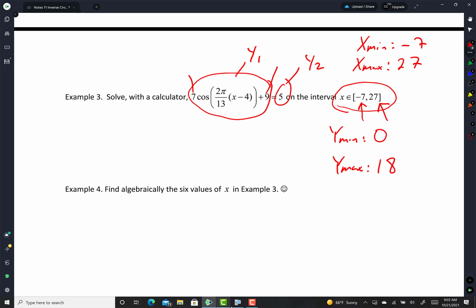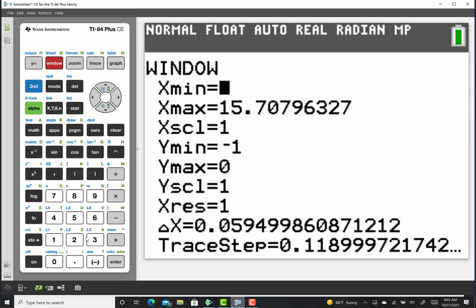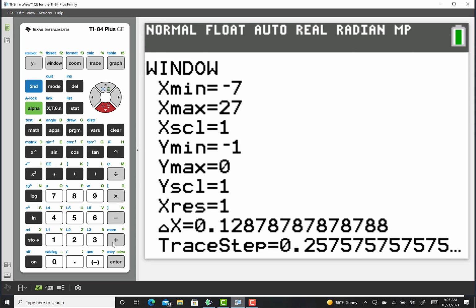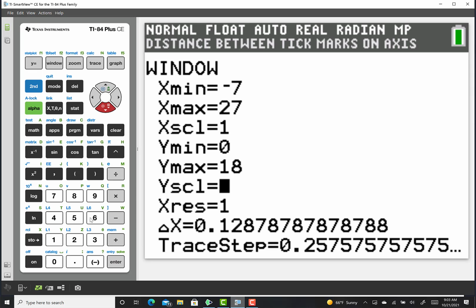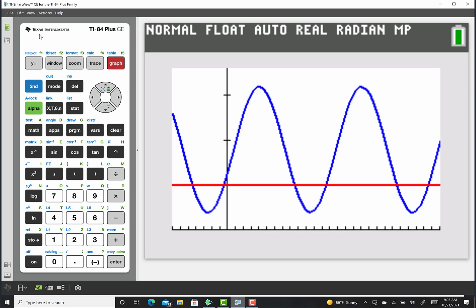I'm going to click on window. So don't push graph yet. Click on window, and I'm going to put that window to negative 7 to, what was it, 27? Don't worry, we're almost done, guys. Y min 0. And y max, was it 18 or 20? 18. Y scale doesn't really matter. You can make the scale whatever. Don't mess with the resolution or your delta x. You can, if you want, experiment with it, but don't mess with it. Push graph, there it is, and there it is.